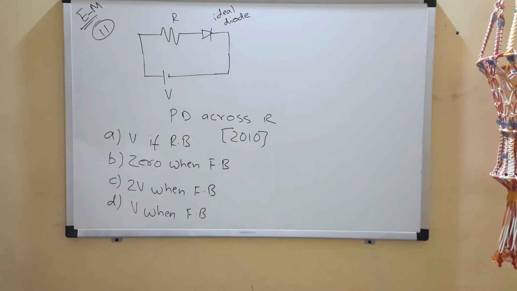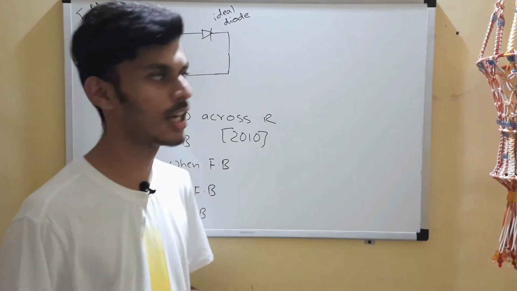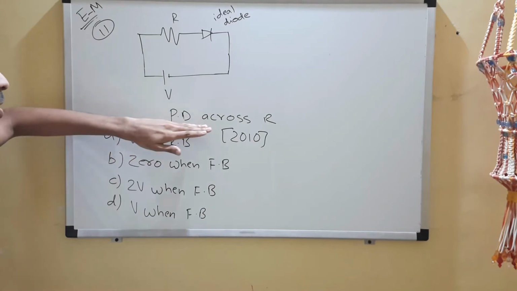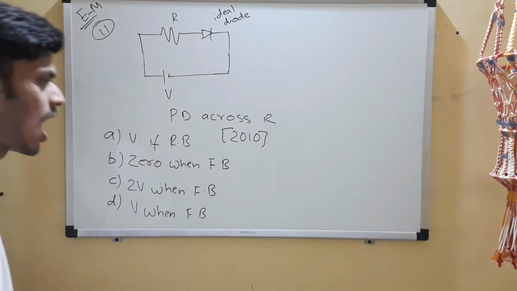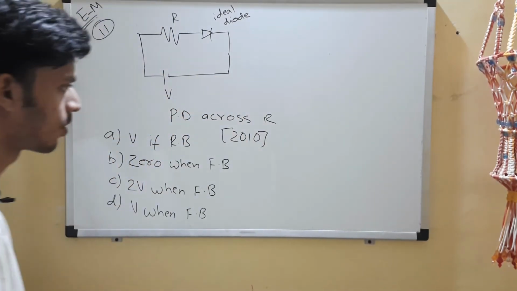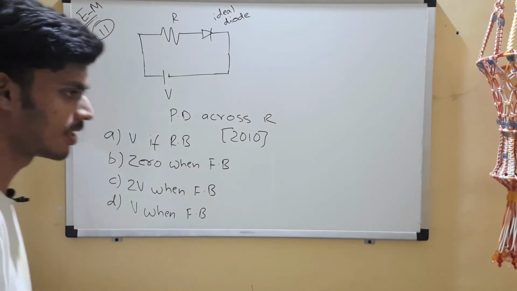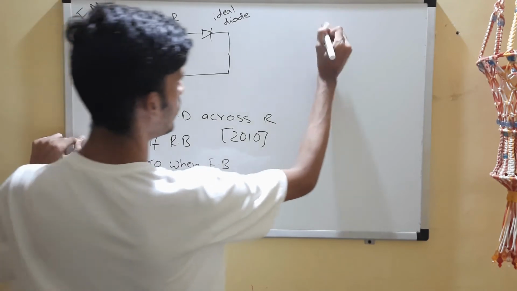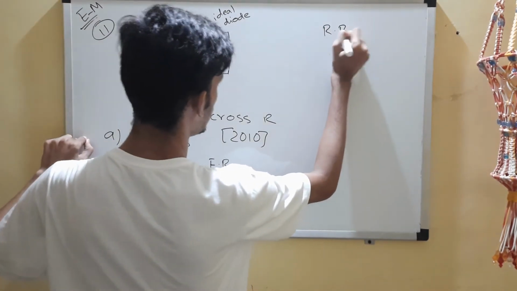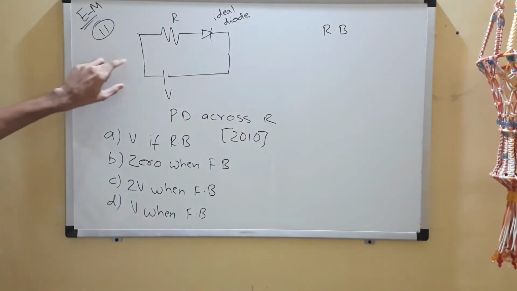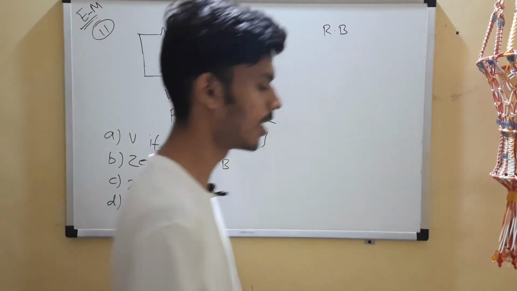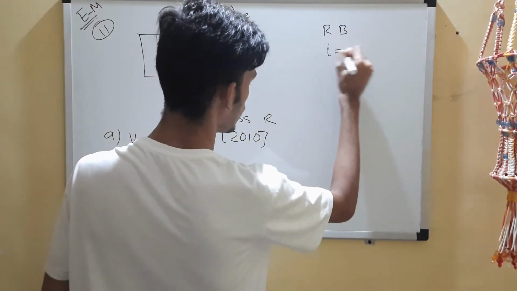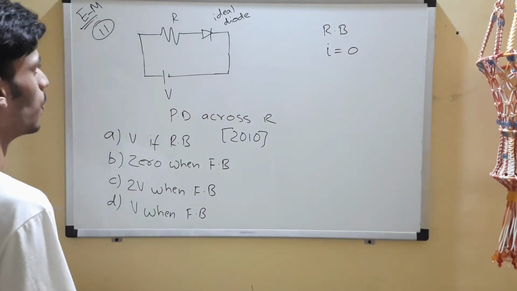So question 11 over here, in this question we have a circuit with a resistance and an ideal diode. We are supposed to comment on the potential difference across R, the resistance R. Now this is a conceptual one. First of all, we can see it in reverse bias, that in reverse bias the current in the circuit will be 0, right? This diode will not allow any current to flow through the circuit, so the current in the circuit in case of reverse bias will be 0, right?